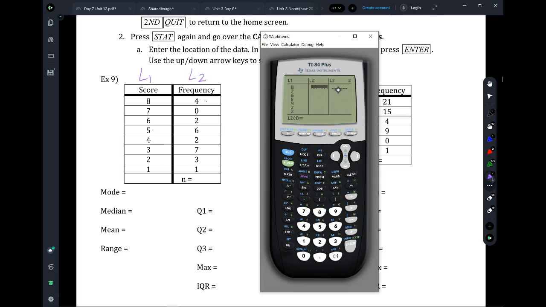Now they have to correspond, so 4 has to go with the 8, the 0 has to go next to the 7, and so on. Don't skip it, even though it has a 0 in that list, don't skip that number, because they should line up. So our 2 lists should be the same length.